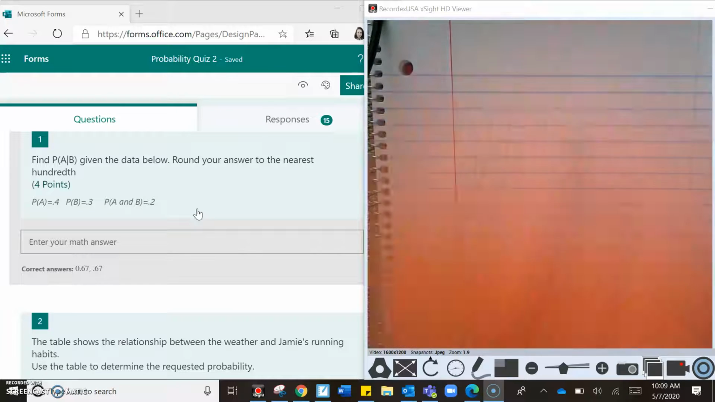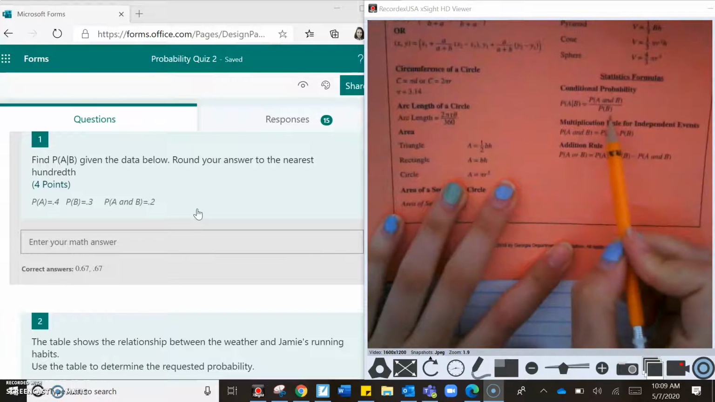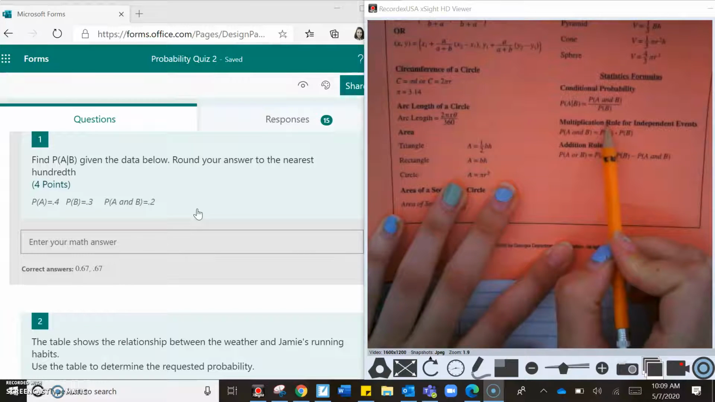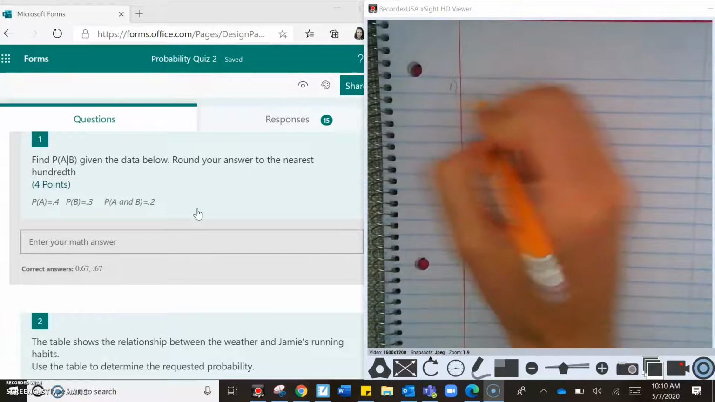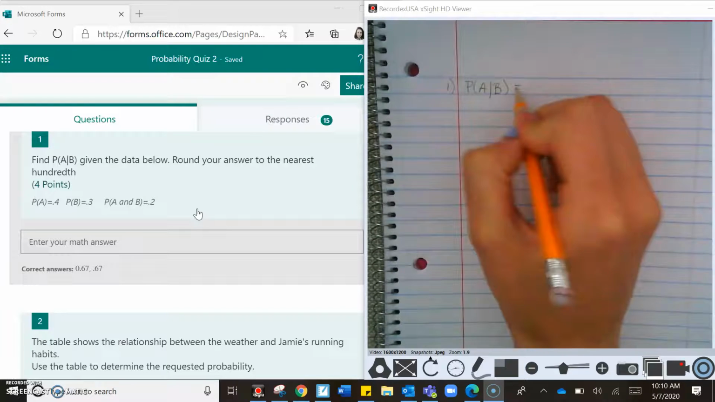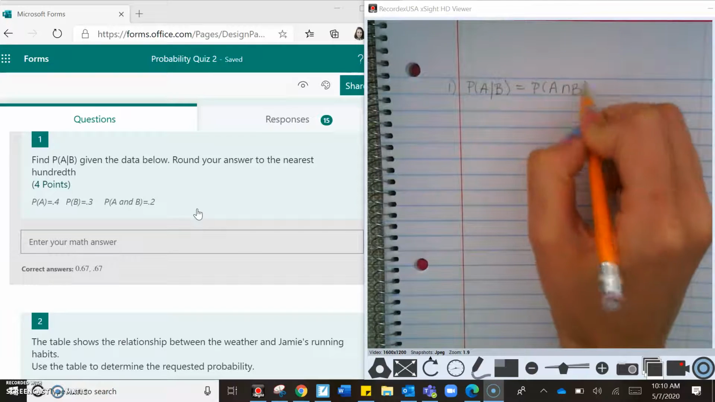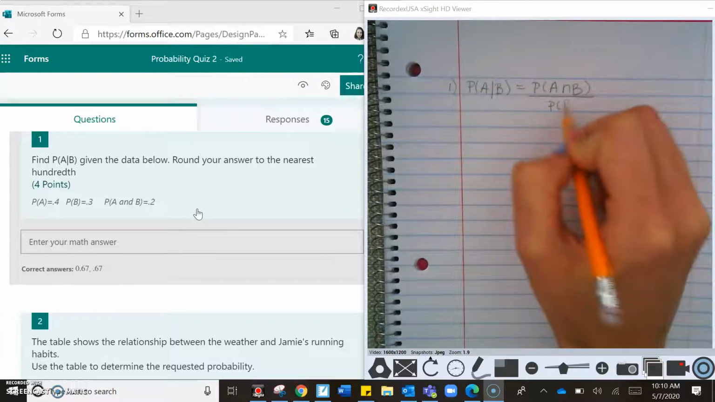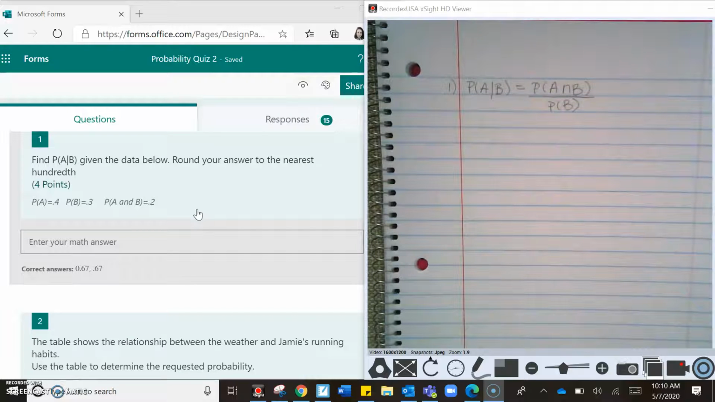So you could have pulled up a formula sheet or referenced some notes here. This is the conditional probability formula. So you need to understand what that notation means to answer this question. In question number 1 here, we have the probability of A given B. If I broke that down, that's the probability of A intersect B over the probability of B, given B happened. Looking at the information they gave me, they gave me a little bit more than I needed.